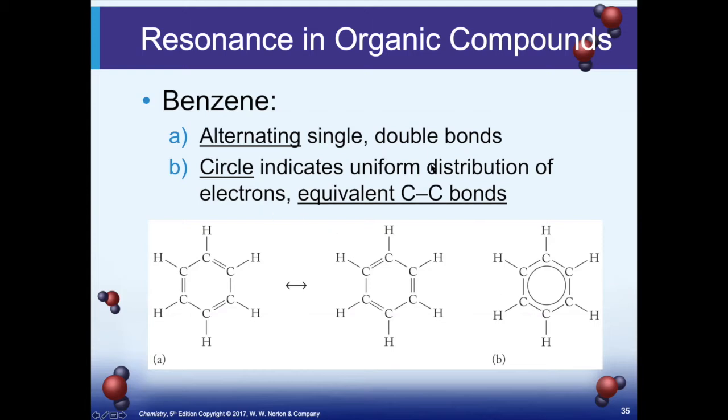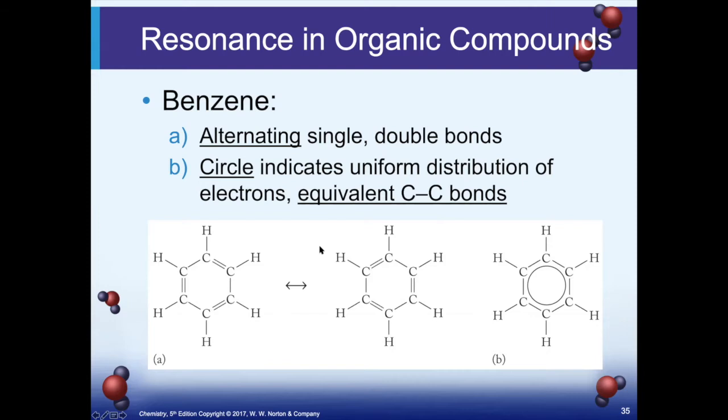So the circle indicates a uniform distribution of electrons. And again, what we see if you measure the bond lengths in between these carbons is they are all the same. The bond length between these two carbons is not shorter than the bond length between these two carbons. They are all the same bond length. So that means, once again, that it really is not one or the other, but it's like both at the same time. It's a mixture of the two.